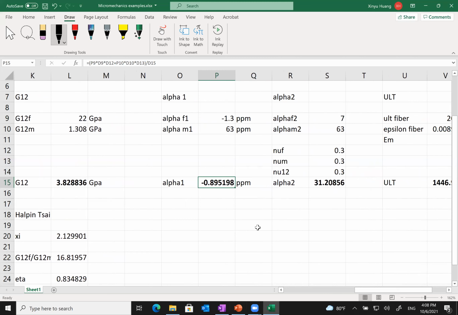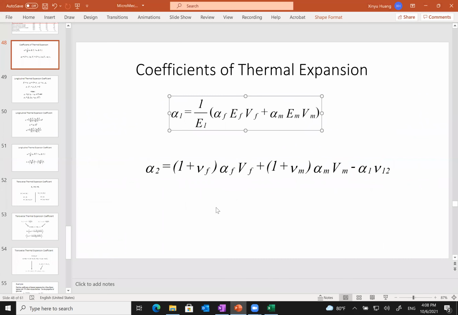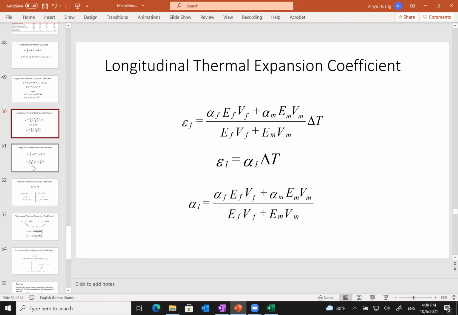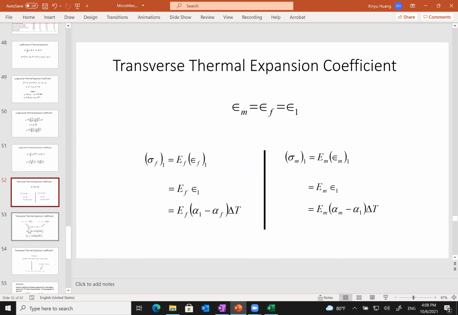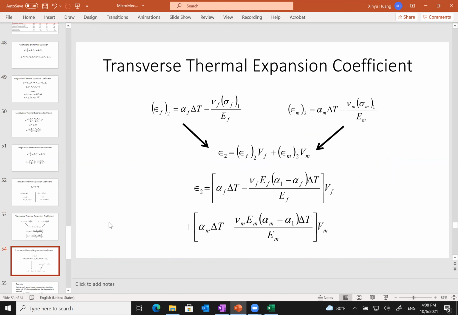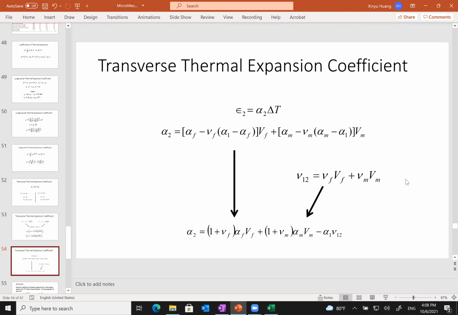All right, alpha 2 is slightly more complicated. It involves these quantities, the fiber properties, the matrix properties, and then the Poisson ratio. So you can calculate the effective Poisson ratio for the composite using the rule of mixtures, and that effective Poisson ratio goes into here.